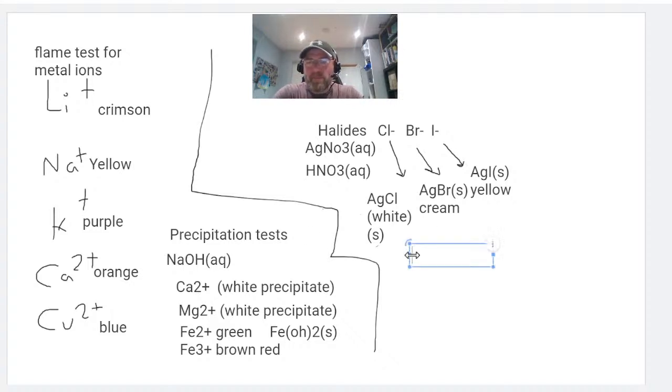By the way, so halides, cool. There's also sulfate ions. Anyone know the test for sulfate ions? You have to know the test for these as well. Pretty disgusting, but there's a test for this.